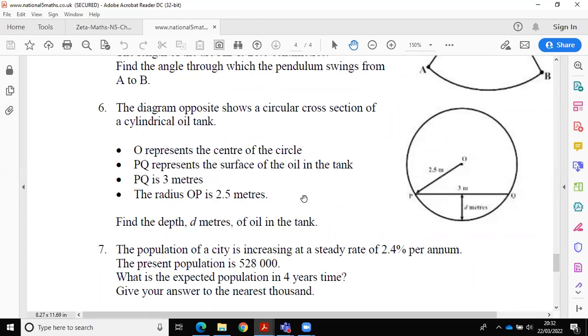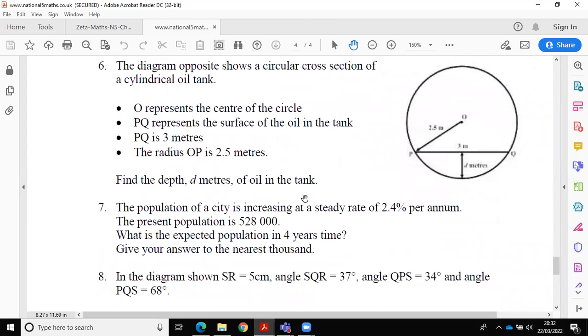Let's call it 5 minutes. In fact, have a go at question 6 and 7 if you can. The population is increasing at 2.4. So have a go at question 6 and 7. Let's say 10 minutes. I'll come back on at 22, and we'll go through it.